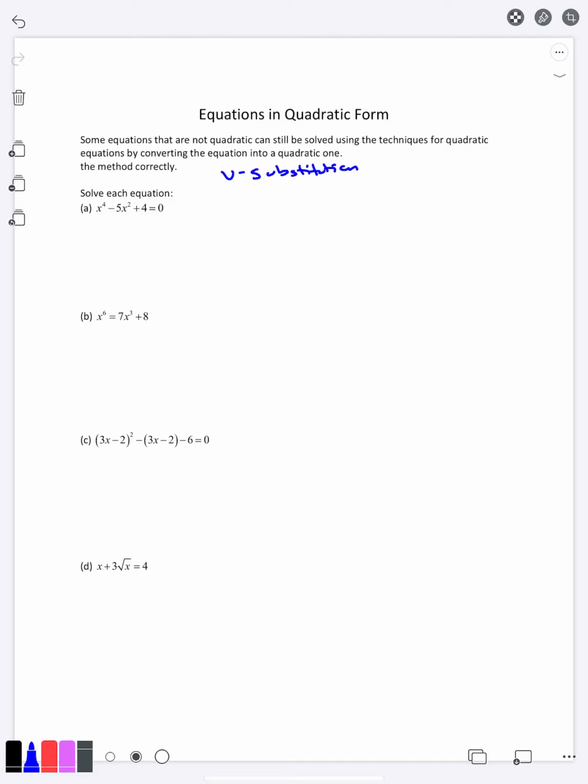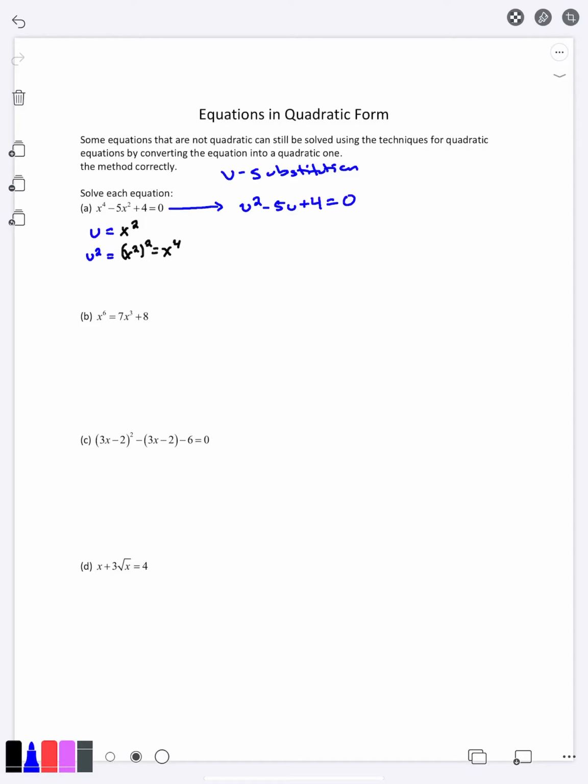However, I'm going to make a choice here. I'm going to choose u, my new variable, to be the same value as x squared. Well, if that's the case, then what would u squared be? Well, if you square x squared, you're going to get x to the fourth. And that means that this equation right here is going to become u squared minus 5u plus 4 equal to 0.